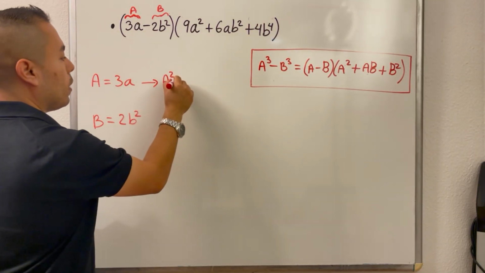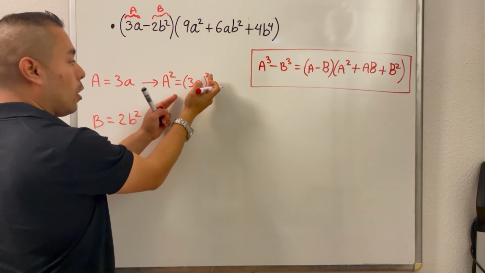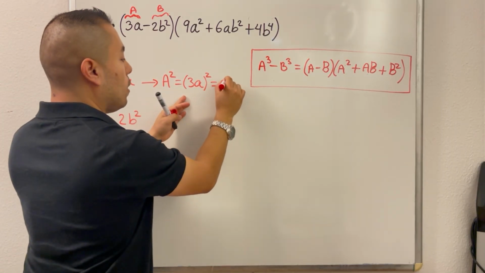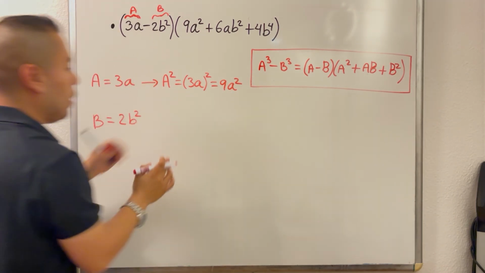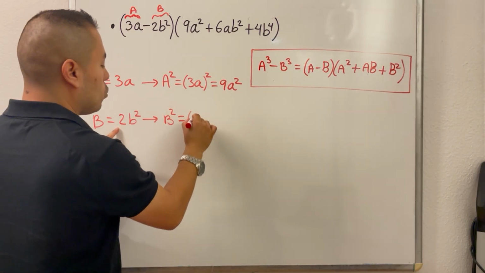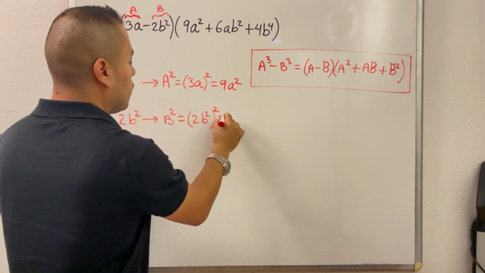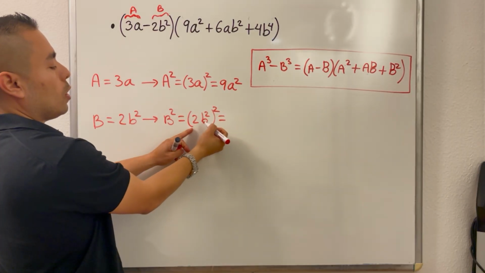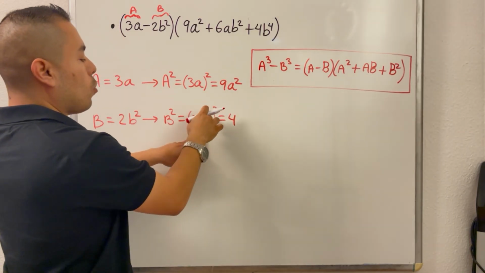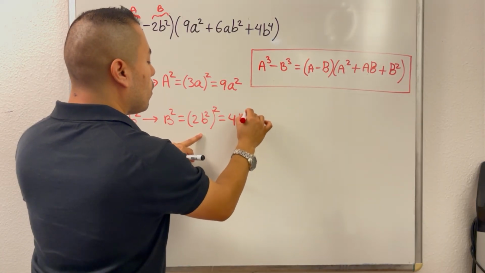So A squared will be (3a) power 2. This is the power 2, according to the law of exponents, applies to the number 3 and a. So 3 squared is 9, and then we have a squared, okay? The same thing we do with the B. In this case, we have (2b squared) power 2. This is the power 2 applied to the number 2 and to the b squared. So 2 squared is 4, and b squared squared, according to the law of exponents again, will be b to the 4.